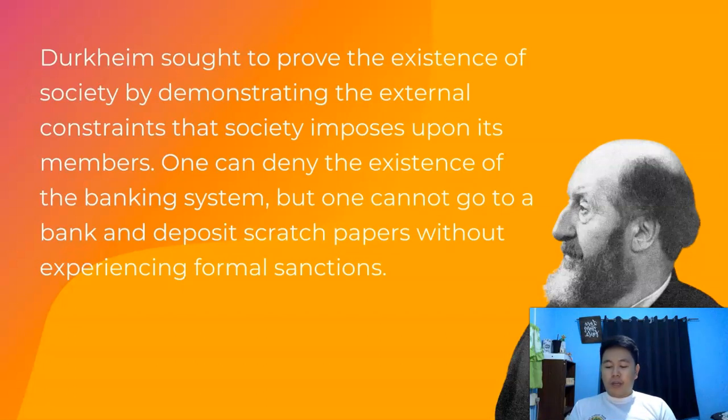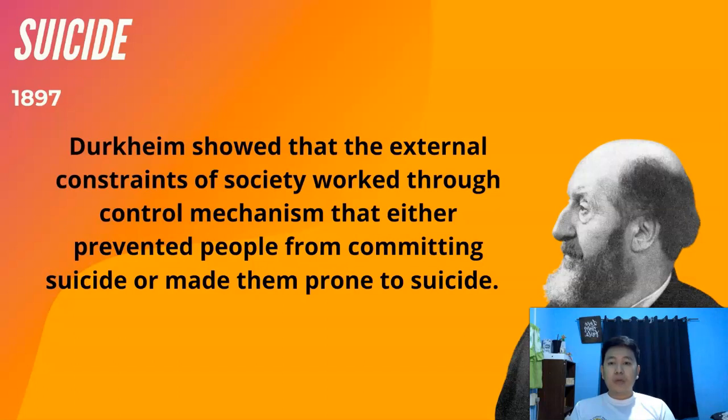Now, Emil Durkheim's argument on the existence of society is demonstrated further in his classical work entitled Suicide. Durkheim showed that the external constraints of society work through control mechanisms that either prevented people from committing suicide or made them prone to suicide. In this book, Durkheim avoided a psychological and individualistic explanation. Rather, he looked into the statistics of suicide rates and provided a sociological explanation for the persistence of suicide.